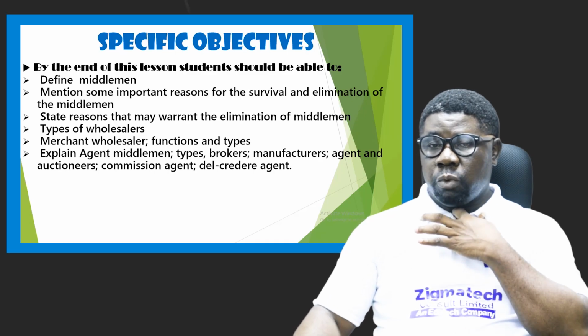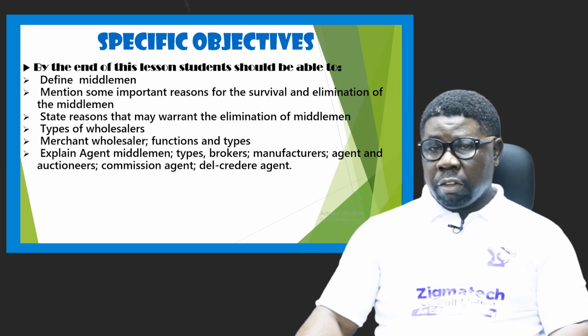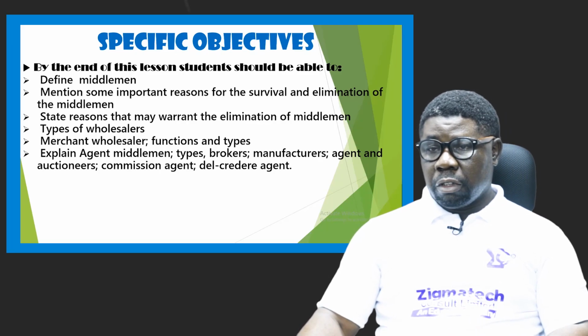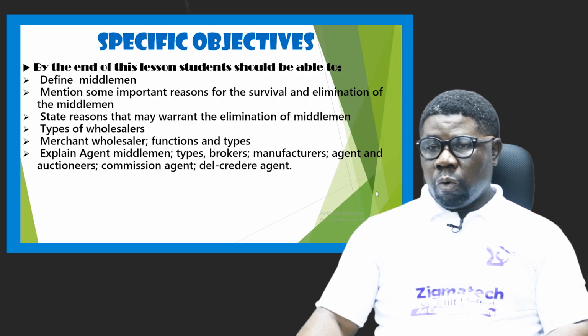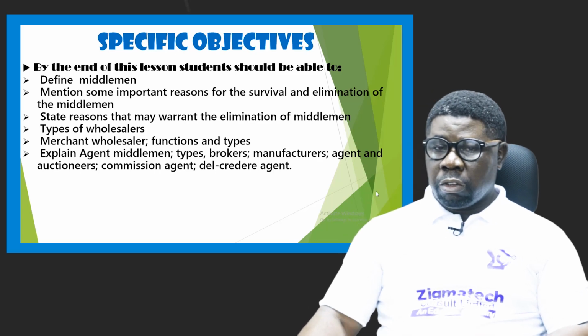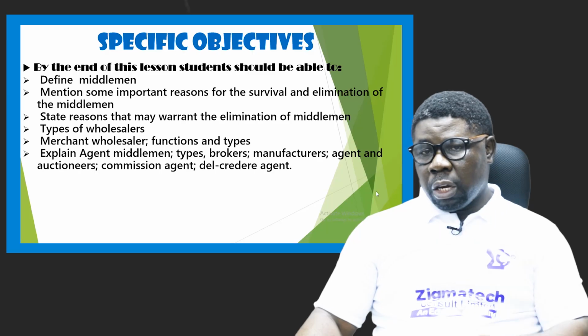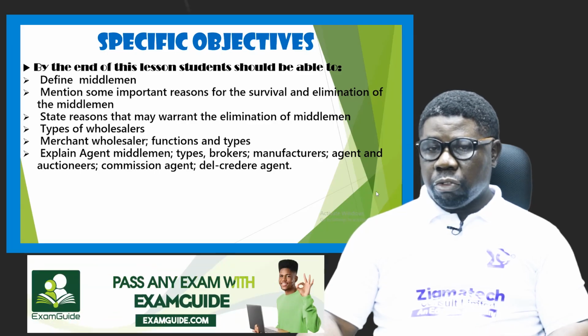In today's lesson, we are going to concentrate on specific areas. By the end of this lesson, you should be able to define middlemen, mention some important reasons why they survive and why their elimination is possible, and state reasons why the elimination of middlemen. Then types of wholesalers, which is an example of a middleman, merchant wholesalers, their functions and types, and explain agent middleman types: brokers, manufacturers' agents and so on. So we'll look at the types of middlemen, the two types: merchant and agent. So yes, let's go.